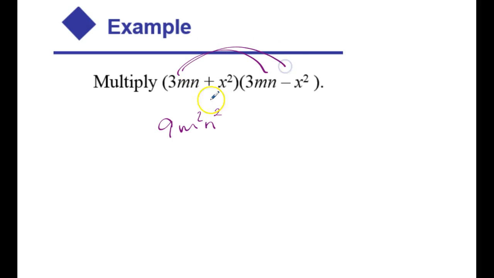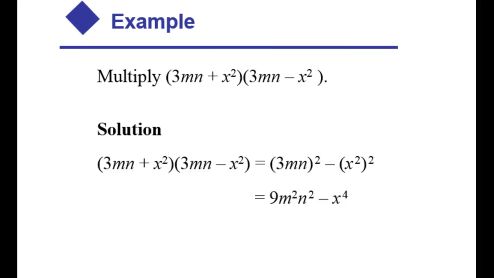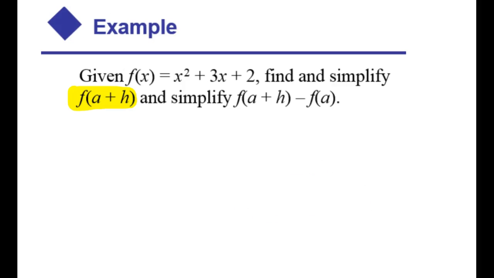The outer and inner will cancel because it's the exact same thing. It's just this one's a plus and this one's a minus. It's called the conjugate, but you don't even need to know that. Minus x to the fourth. So that's easy to multiply together. A little bit harder to factor, but we'll get it.